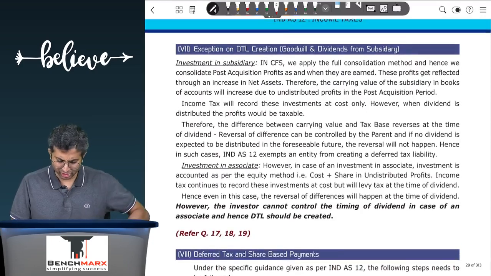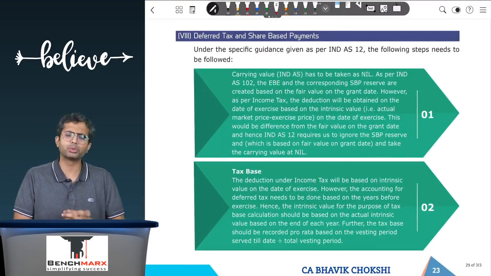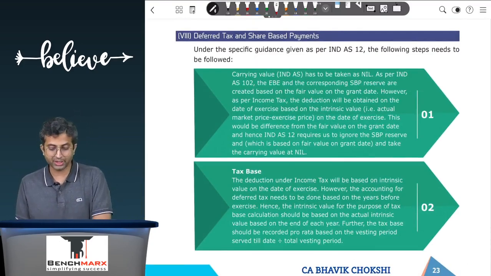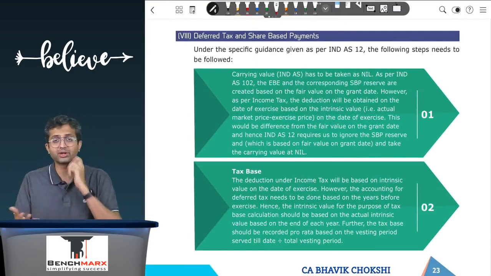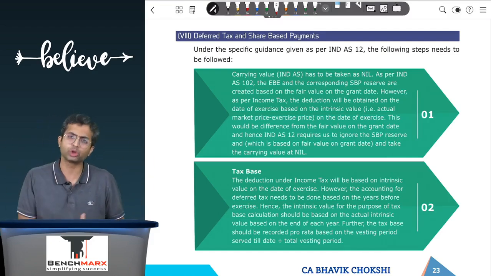We have explained the rationale over here as well on the next page, and then there is a special case which creates a lot of problem for the students on deferred tax and share-based payments. So when we look at deferred tax along with share-based payments, there's a specific guidance given, and hence we have to follow that guidance only.